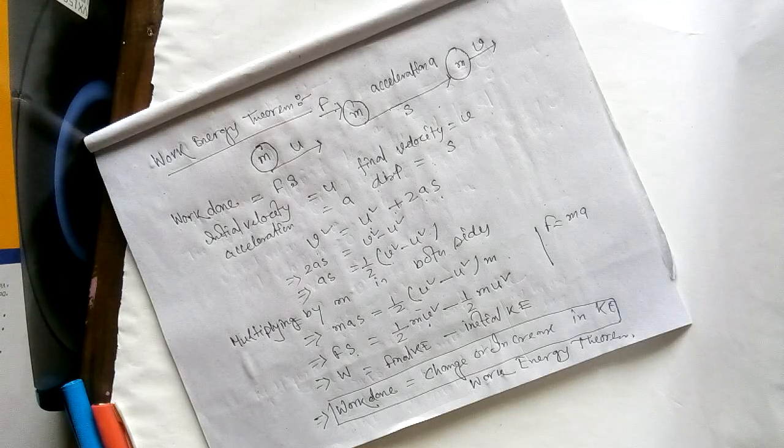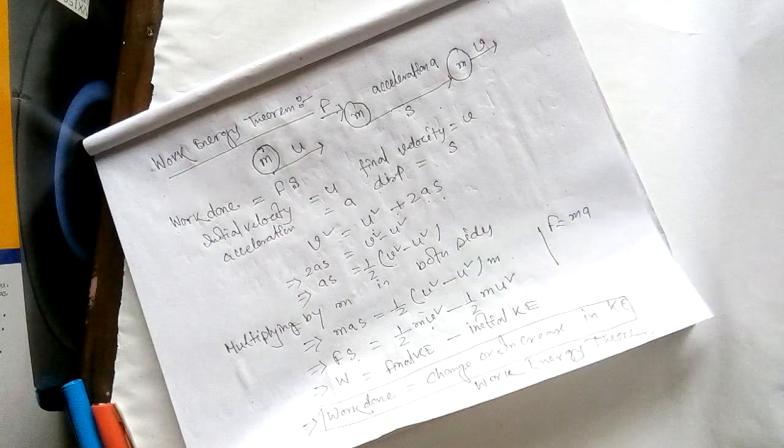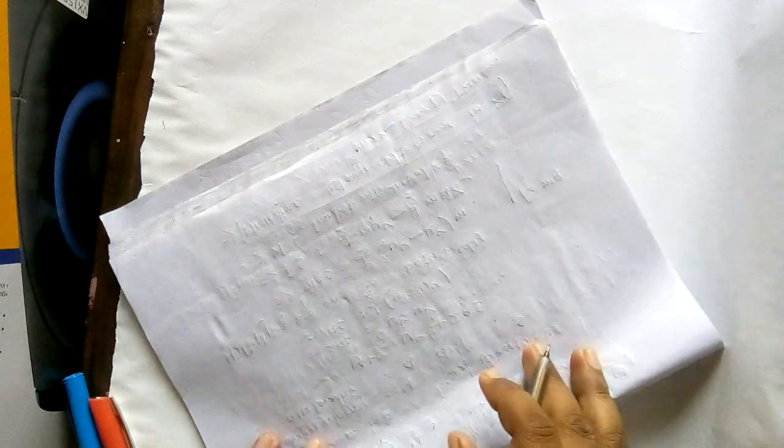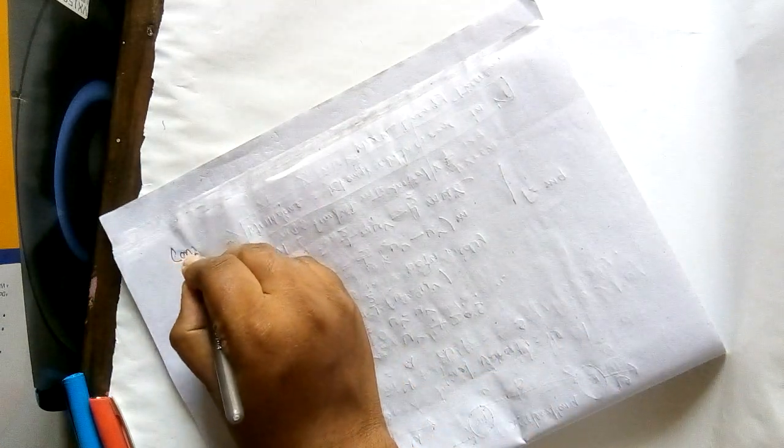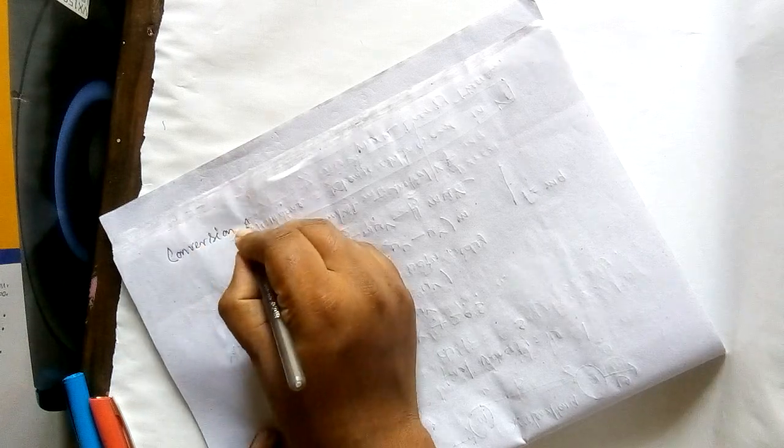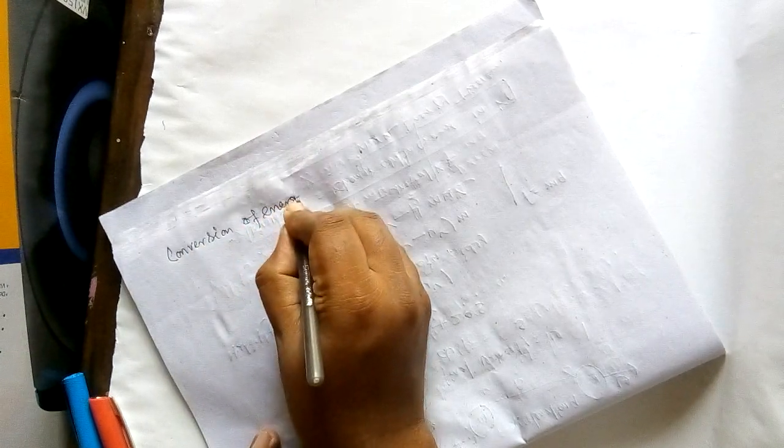Now we'll move to the conversion of energy. I think it is the easiest part of your syllabus. Why? Because I think you have learned conversion of energy in class 6 or 7. What is conversion of energy? We know when energy is converted from one form to another form, that is known as conversion of energy. It can be potential to kinetic, it can be any other form.